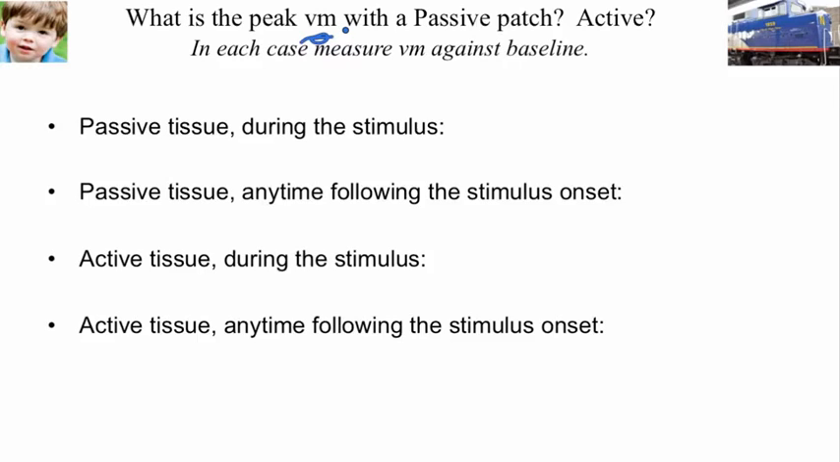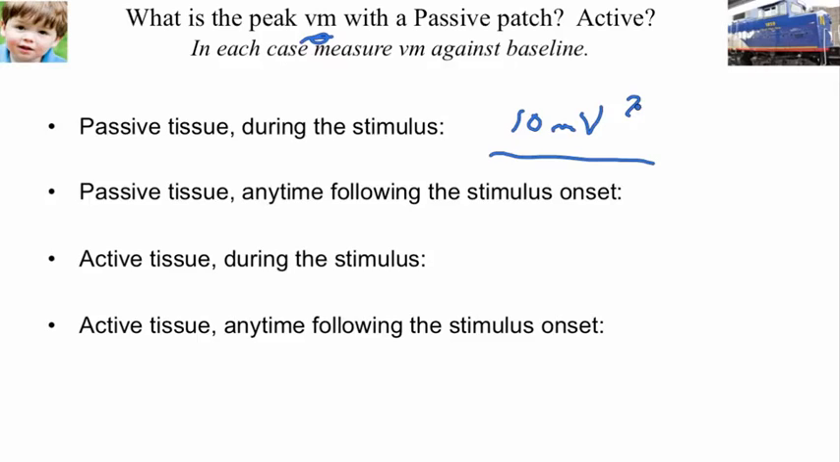What is the peak VM with a passive patch? And what is the peak VM with an active patch? Let's divide that up into 2 time periods, during the stimulus and after the stimulus. So what I'm asking you to do here is to go back, look at the graphs, and say, what was the peak VM for passive tissue during the stimulus? Well, it's something in the range of 10 millivolts. Go back and check and see if that's right.